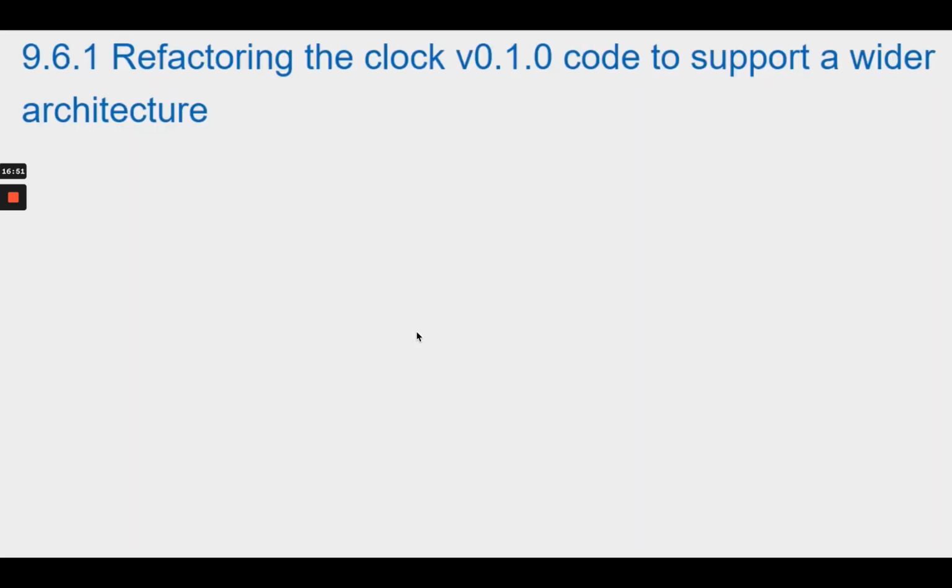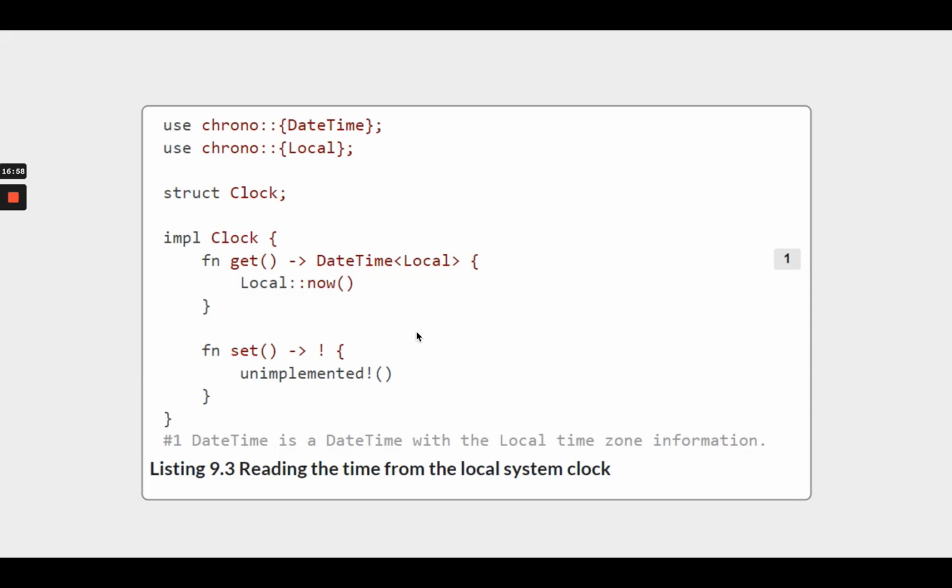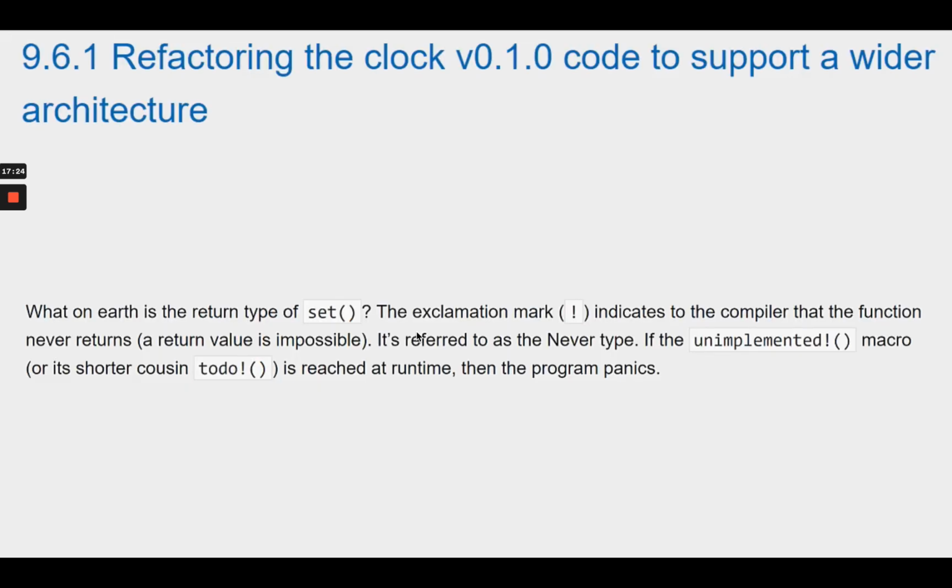Section 9.6.1. Refactoring the Clock version 0.1.0 code to support a wider architecture. It makes sense to spend a short period of time creating a scaffold for the larger application that Clock will become. Within the application, we'll first make a small cosmetic change. Rather than using functions to read the time and adjust it, we'll use static methods of a Clock struct. The following listing, an excerpt from listing 9.7, shows the change from listing 9.2.